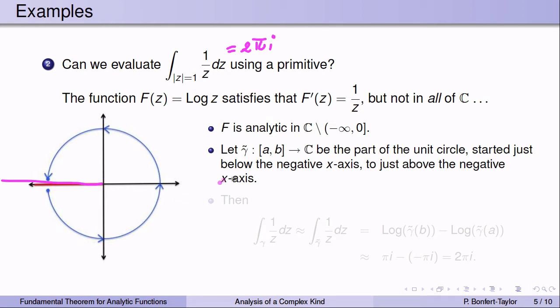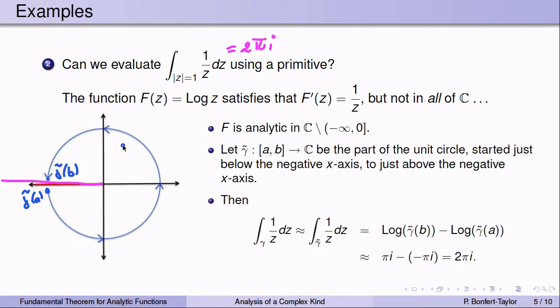Well, let's take another curve, gamma tilde. Let gamma tilde be the part of the unit circle that starts just below the negative real axis. So there is gamma tilde of a, and then gamma tilde goes all the way around the unit circle and ends just above the negative real axis. So it's almost the same as integrating over the whole unit circle. We're just missing a really, really tiny piece. And we can make the tiny piece that's missing as small as we want by just moving these points really, really close to the negative real axis. So this is a really good approximation of integrating over the entire curve gamma.